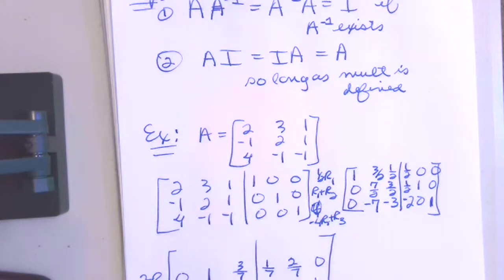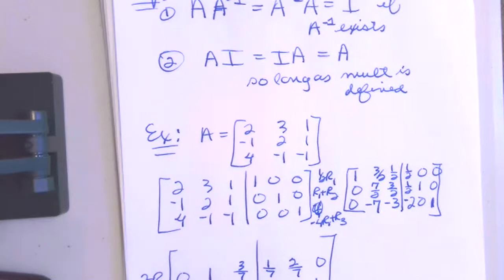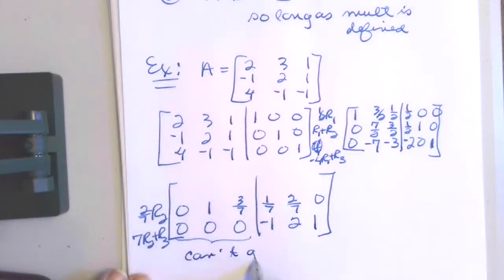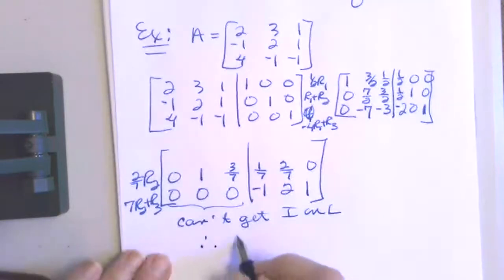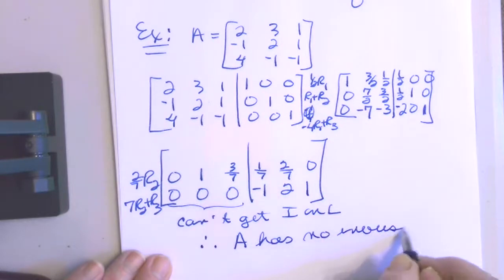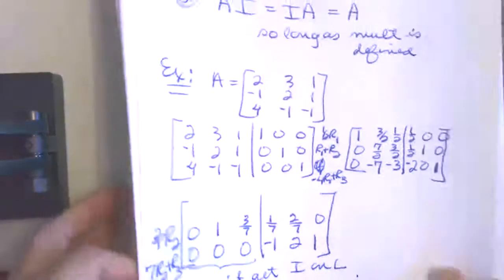And now you stop because you look at this and here's a row of all zeros, okay? And once you get a row of all zeros, you're never going to be able to get the identity matrix. So we can't get I on the left. Therefore, A has no inverse. Okay, so A is not invertible, period. And that's just the way it goes. Some matrices don't have inverses, such as life.